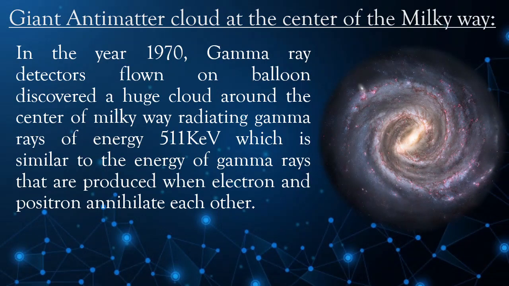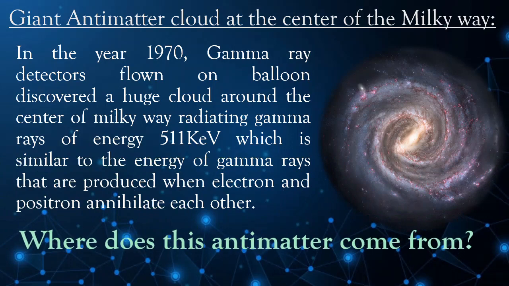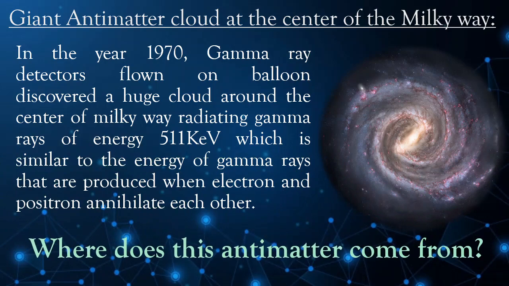In the year 1970, gamma-ray detectors flown on balloons discovered a huge cloud around the center of the Milky Way, radiating gamma rays of energy 511 kiloelectronvolts, which is similar to the energy of gamma rays that are produced when an electron and positron annihilate each other. So the question is, where does this antimatter come from?